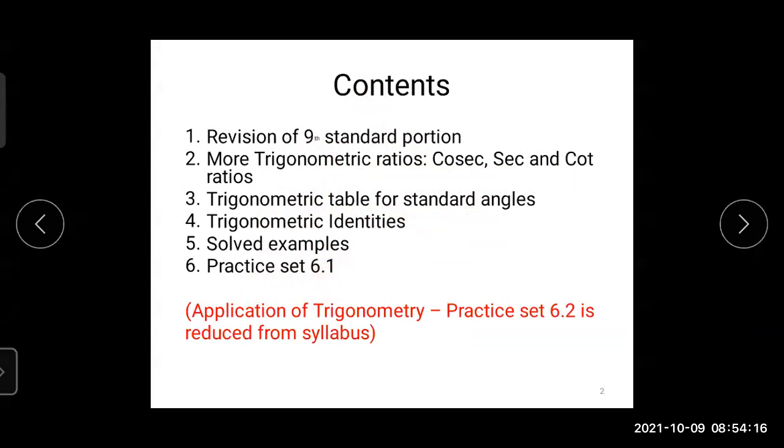Today we are only going to see the revision part of the 9th standard portion. As for the application of trigonometry, this part, that is practice 6.2, is already reduced from your syllabus.